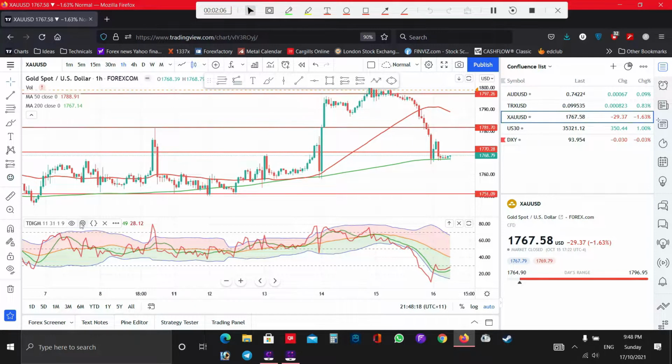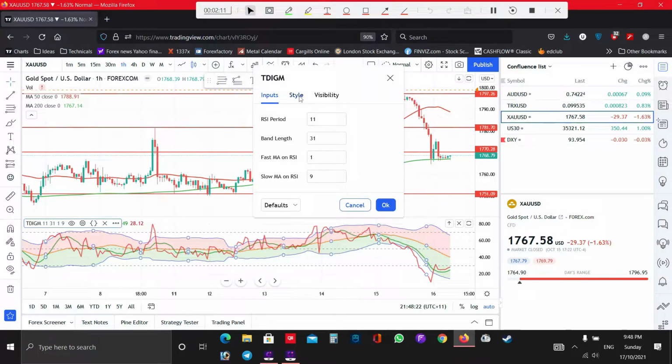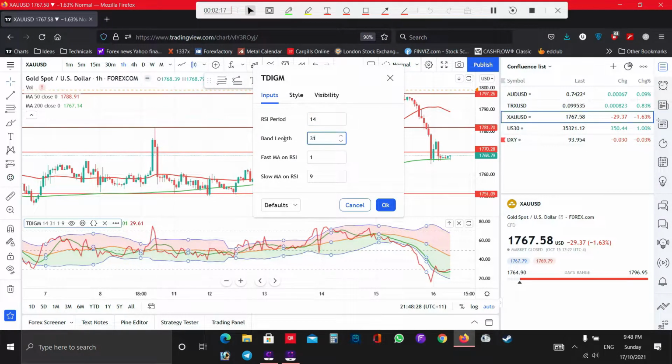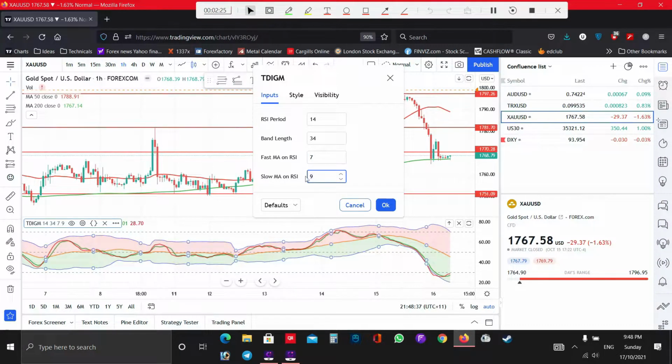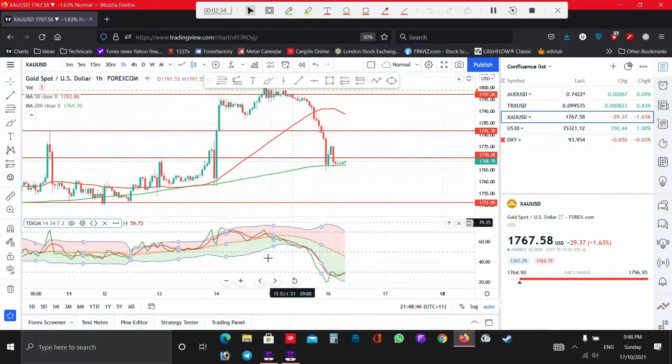So you click it once, and the indicator will pop up here. Okay, so then going to settings. First, for the RSI period, I would change it to 14, and this band length is the Bollinger band length, so I'll change it to 34. Fast moving average is going to be 7, and slow is going to be 2. All right, and then press OK. So the indicator would look like this.